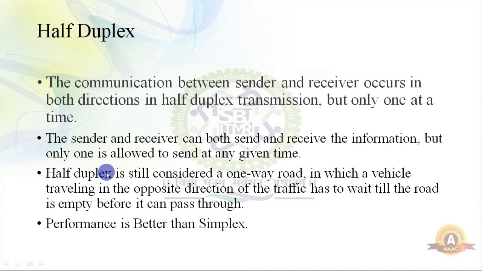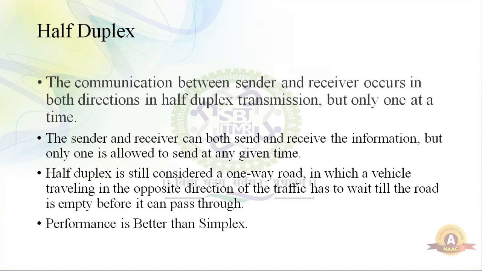लेकिन कंडीशन क्या है यहाँ पे? The condition is that whenever one side of the traffic is going on, the other side of the traffic is stopped, waiting till the road is free, then the other side of the traffic passes. So this is the condition of the half duplex communication or half duplex transmission.